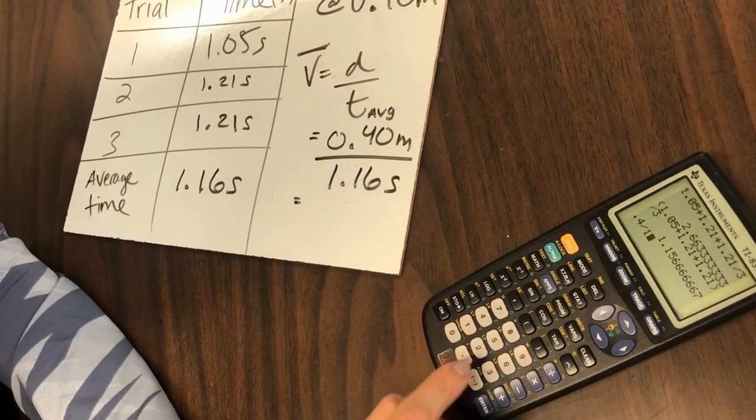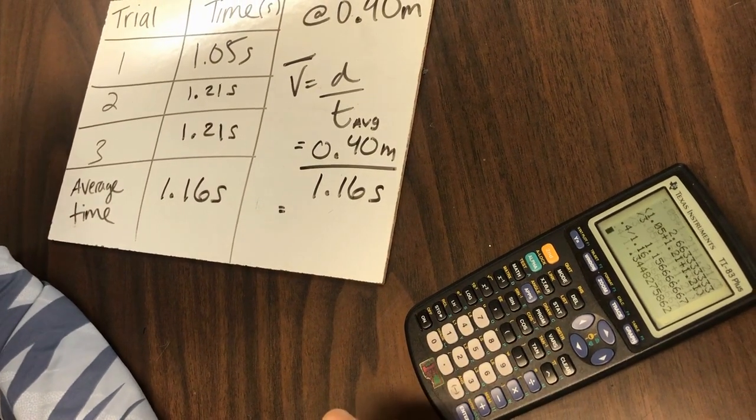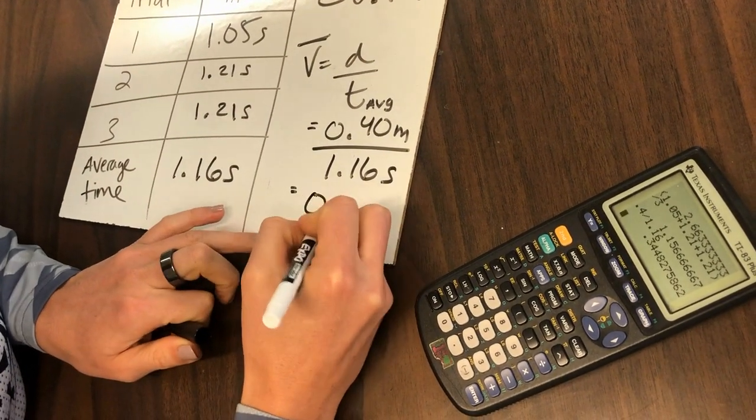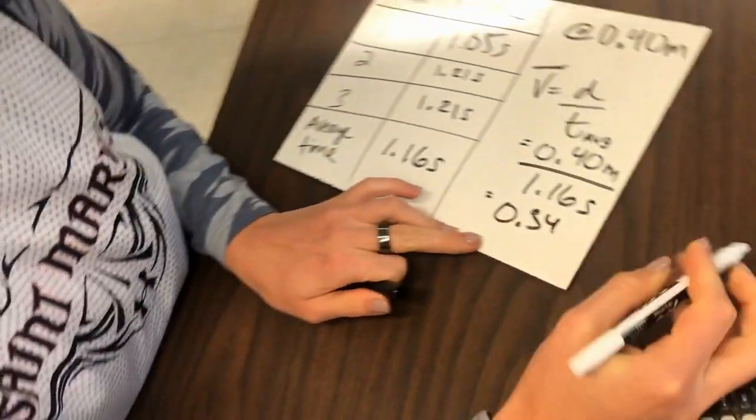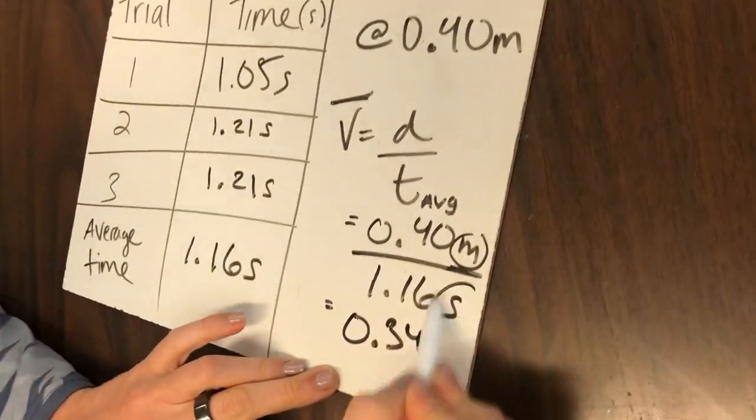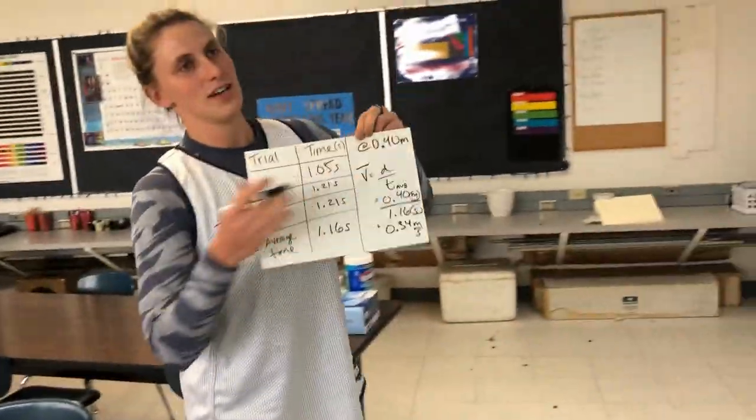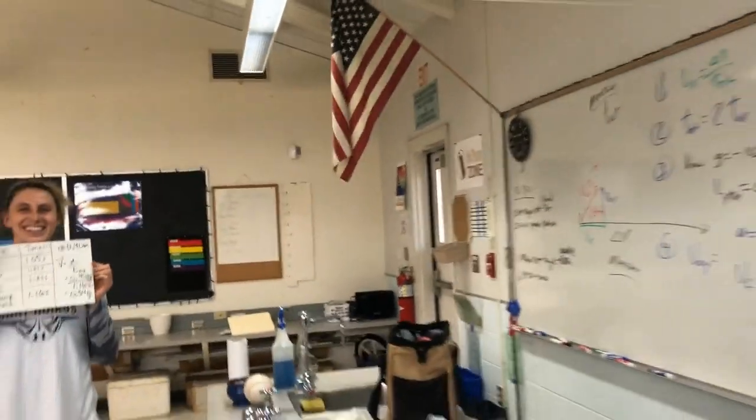0.4 divided by 1.16. I get 0.34. What are our units? Meters divided by seconds. Sweet. All right. So that is our average velocity, ladies and gentlemen, for those 3 trials.